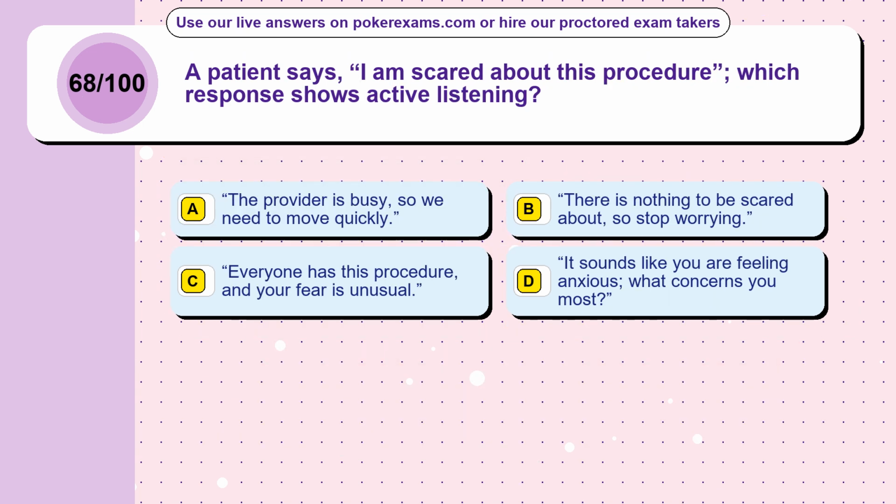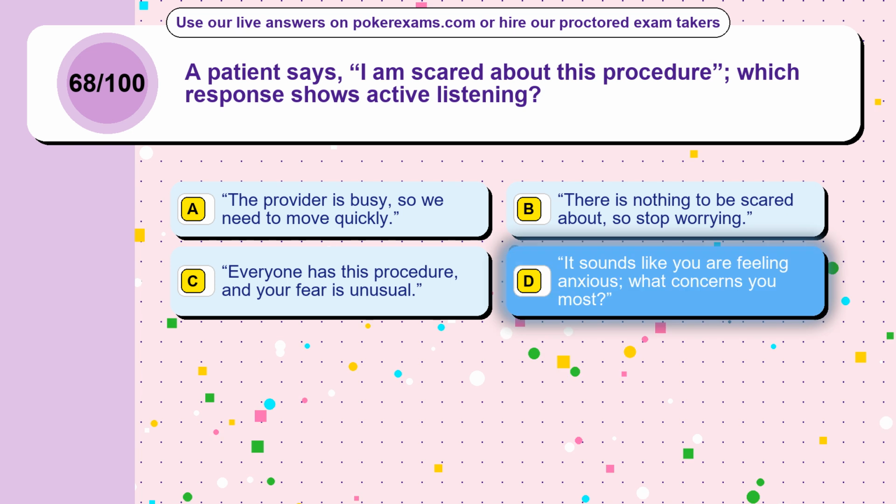Question 68. A patient says, "I am scared about this procedure." Which response shows active listening? Option A. The provider is busy, so we need to move quickly. Option B. There is nothing to be scared about, so stop worrying. Option C. Everyone has this procedure, and your fear is unusual. Option D. It sounds like you are feeling anxious. What concerns you most? The correct answer is option D.